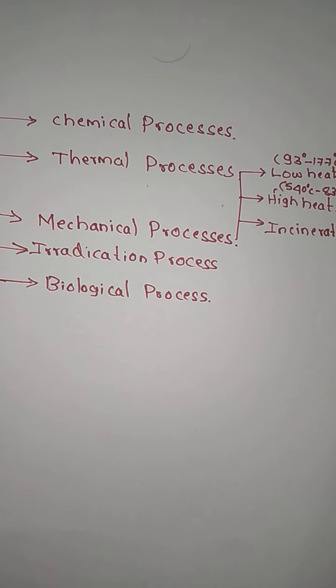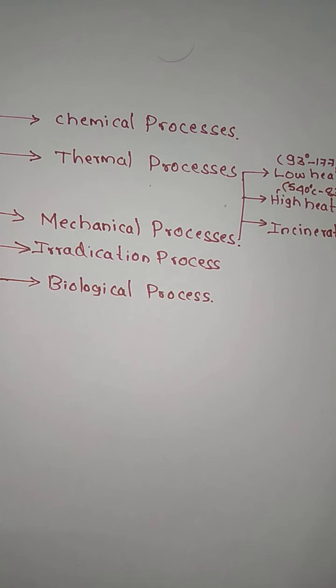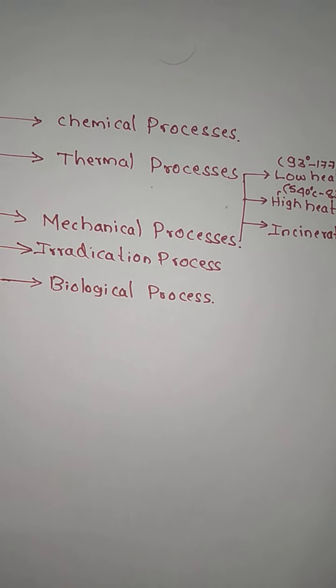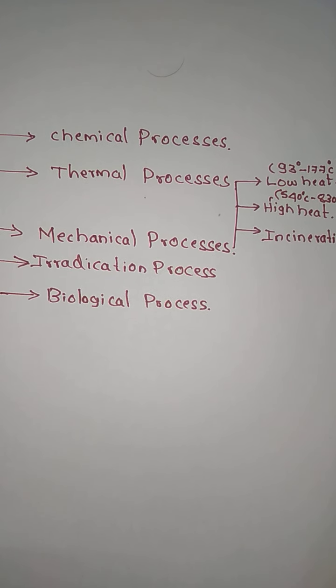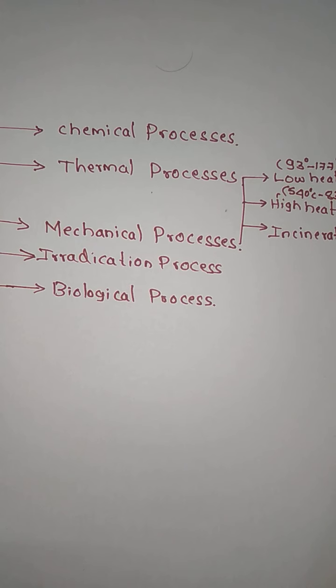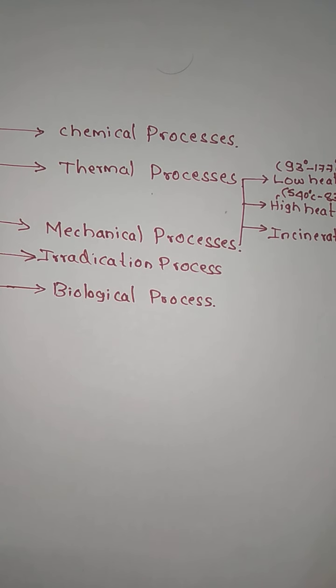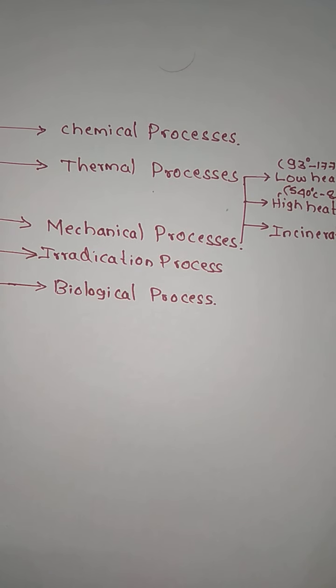Next, in the low heat systems itself, we have microwaving. It is a process which disinfects the waste by moist heat and steam. Here we use moist heat and steam, whereas in autoclaving we use low heat along with steam. Here the moist heat and steam are generated by microwave energy.